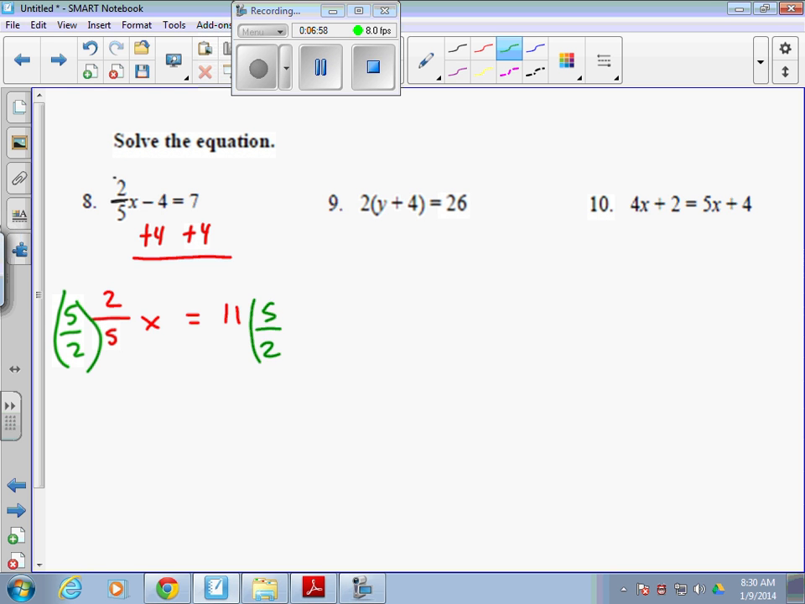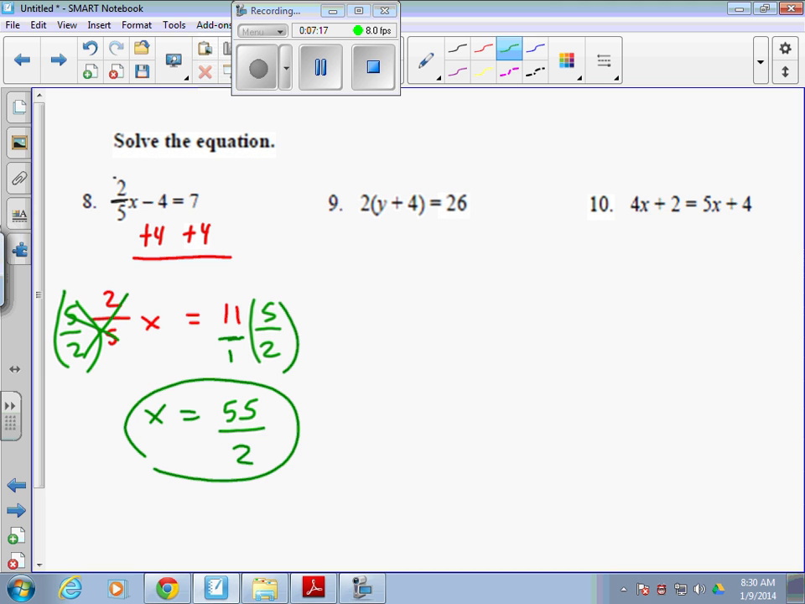Multiply by 5 over 2. So that's 11 times that. It becomes a fraction, so put that 11 over 1. Remember, anything can be over 1. And you simply cancel this out and multiply straight across. 11 times 5 is 55, and 1 times 2 is 2.